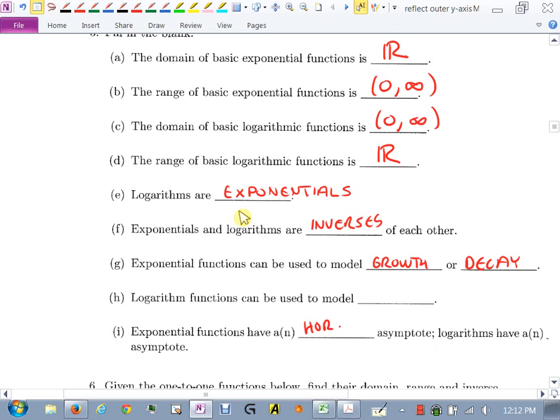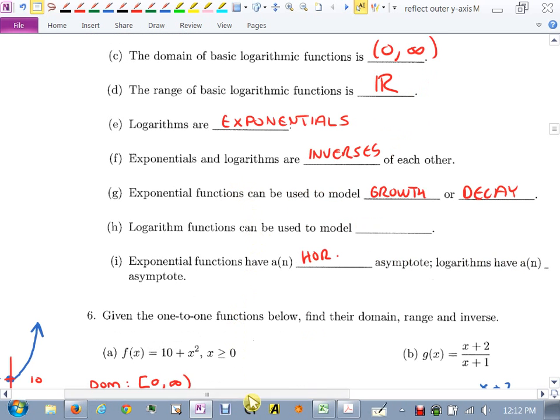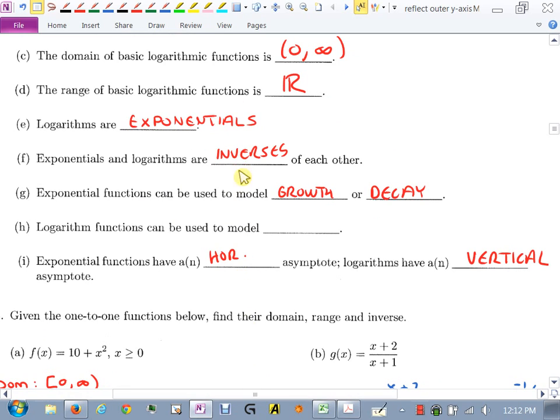Logarithms are exponentials. Again, this wasn't my test review, and so I wasn't quite sure what some of these things can be left to interpretation. Remember we talked about logarithms and exponentials? They're all the same thing, just a different way of writing something. Okay? So it's just a different form. Exponentials and logarithms are inverses of each other, right? Exponential functions can be used to model growth and decay. Logarithm functions can be used to model, and I left it blank because there are so many things that can be used to model. I wasn't sure exactly what this instructor wanted to say precisely. I'm not going to ask you that.